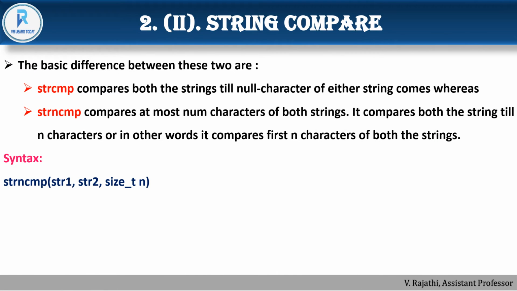So next is string comparison with n characters. The basic difference between these two functions is that strcmp compares both strings till the null character, whereas strncmp compares at most n characters of both strings. It compares both strings till the nth character. So we are giving the nth character number, and up to the nth character it will compare. Or in other words, it compares the first n characters in both strings. So this is the syntax: strncmp, str1, str2, and we have to specify the size.